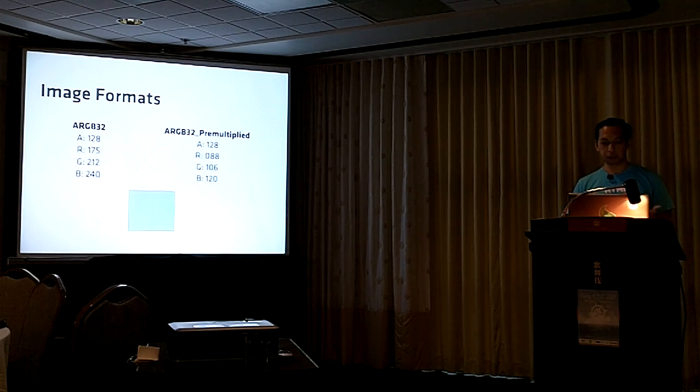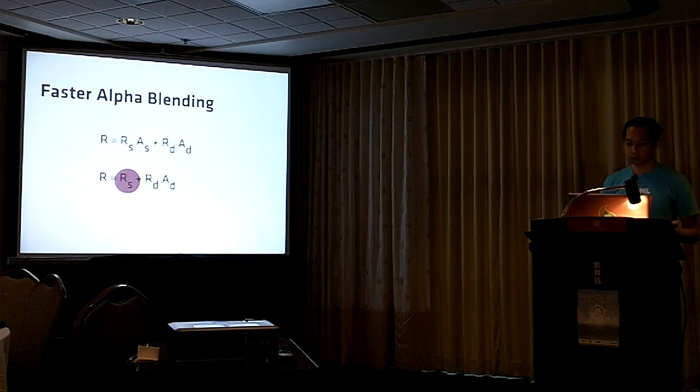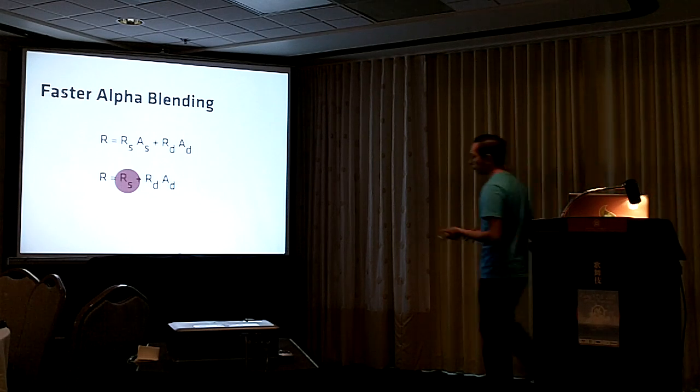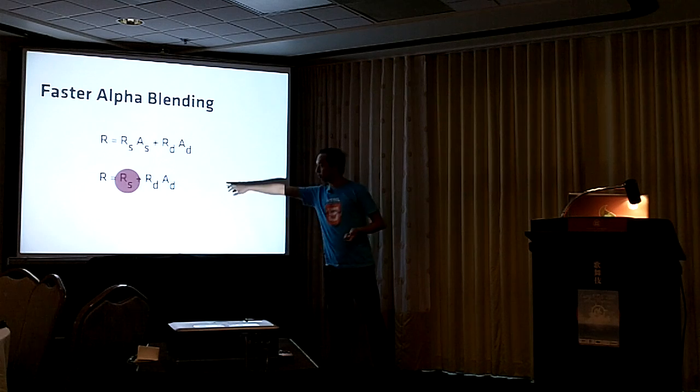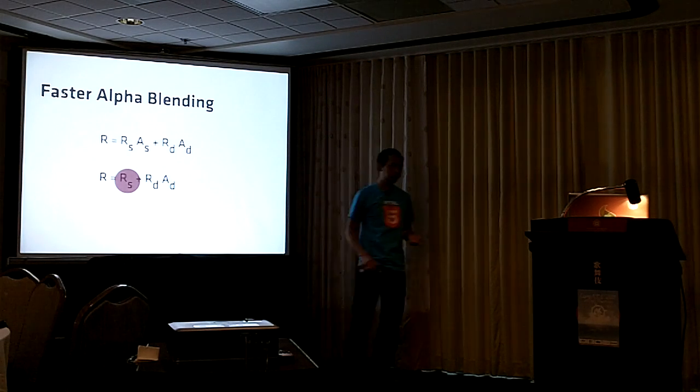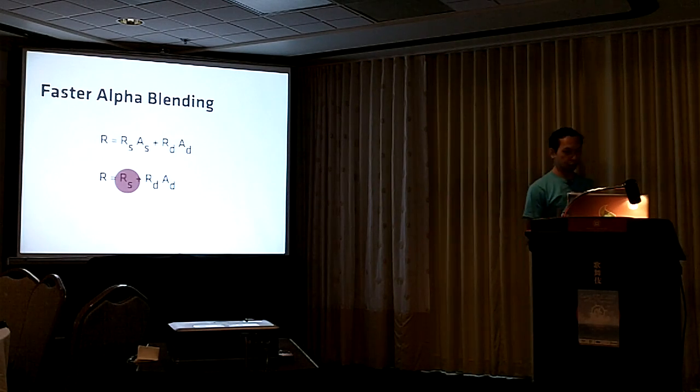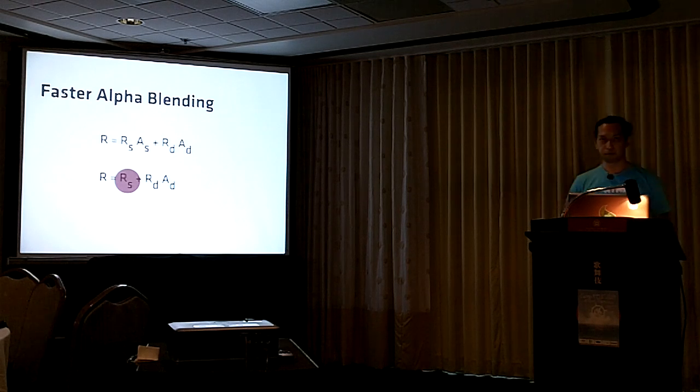The reason there's a pre-multiplied format is that it's important for alpha blending. The formula for alpha blending is like this, and if it's not pre-multiplied, you have to do two multiplications. But if it's pre-multiplied, then the R stands for the red value that is already multiplied by the alpha. So whenever it needs to do alpha blending, we only need to perform one multiplication per color channel.